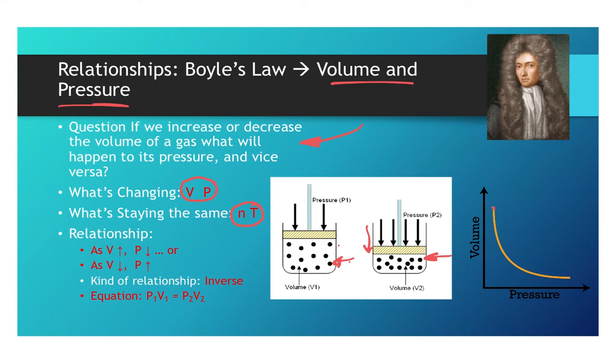If we were to graph that out, we would end up with a graph that looks something like this over here. For those of you who might be more mathematically inclined, you might recognize that as an inverse relationship. As pressure goes up, volume goes down. As pressure goes down, volume goes up. Mathematically, we can write an equation for that, where if we multiply the pressure and the volume before we change times the pressure and the volume after we change, those 2 things should be equal. So P1V1 equals P2V2.